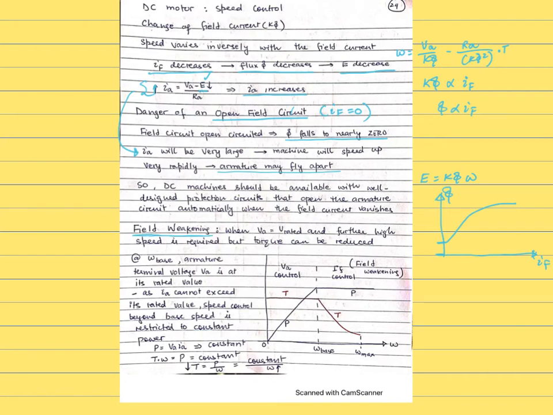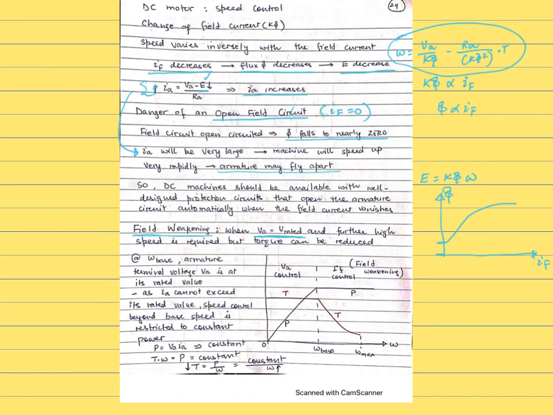So what happens under the field weakening method? Let's say we have a situation where VA is already applied with its rated value. So whatever maximum VA can be applied, that's been applied. Why am I saying that? Because you can see that omega is directly proportional to VA, so you can increase the speed by increasing VA. Now VA is at its maximum value, and we are left with, let's say, what we can do with the K phi. So K phi we have to reduce.